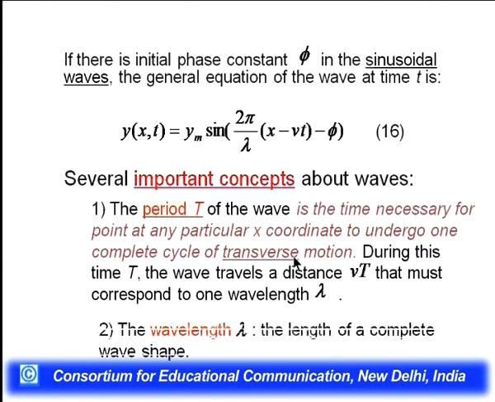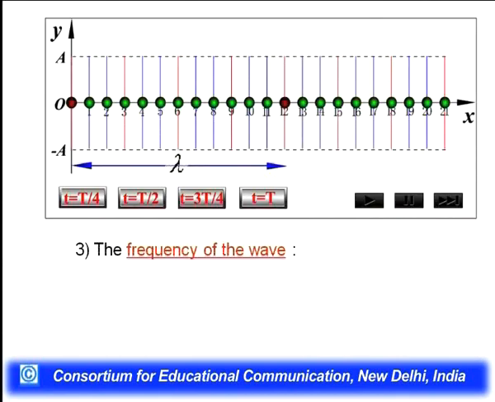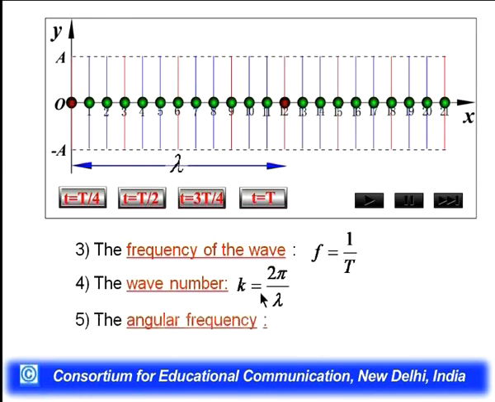Now, the frequency of the wave is defined as f equal to 1 by T, which is the inverse of the time period. Then the wave number, and third, the propagation constant, k, is equal to 2 pi by lambda. These are the basic terms which we use for waves.